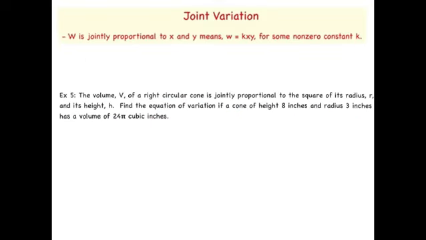Alright, so moving on to another type of variation called joint variation. This one's very similar to direct variation when we were multiplying, but joint just implies that we have more than one item. So for instance, w is jointly proportional to x and y means that w is equal to that constant of variation times x times y. So joint proportionality or variation is just dealing with multiple items. If we said w was jointly proportional to a, b, c, and d, we could have something like w equals k times a times b times c times d.